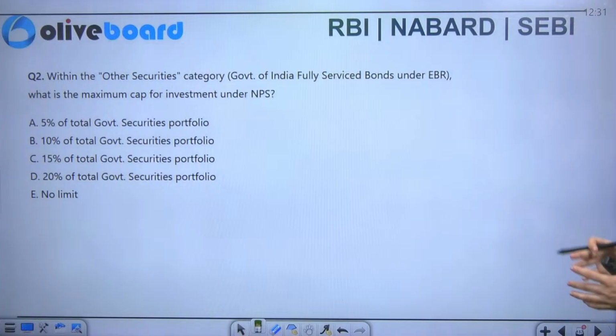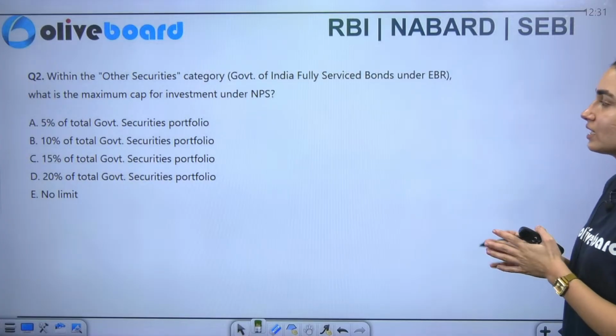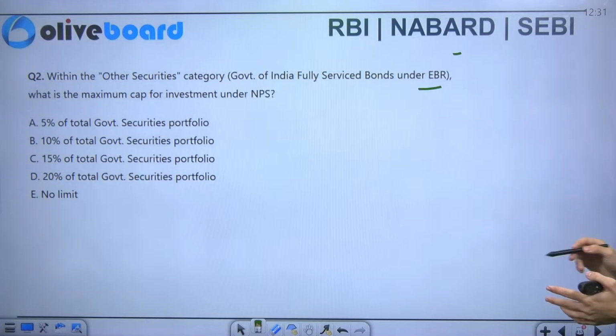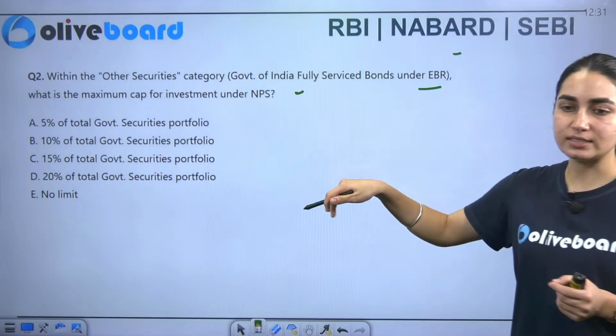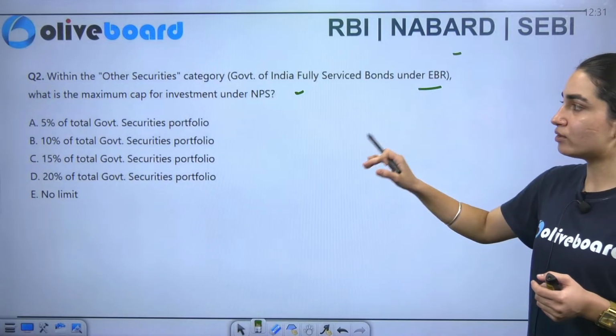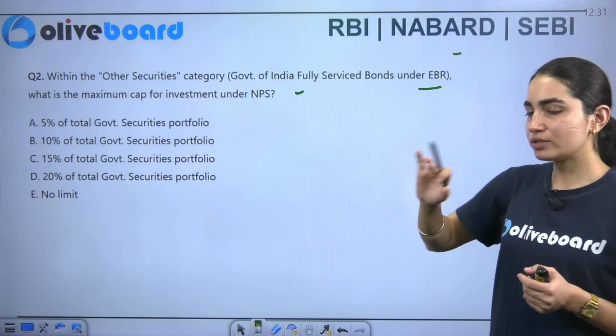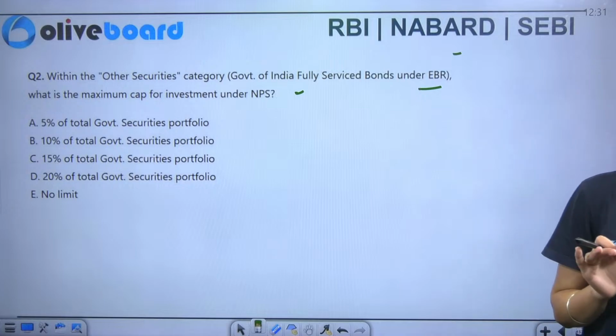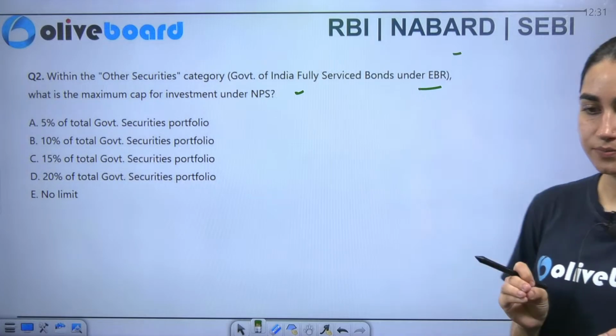Next question says, within the other securities category, that is Government of India fully serviced bonds under NPS, what is the maximum cap for investment under NPS? Is it 5% of the total government securities portfolio, 10%, 15%, 20%, or there is no limit? Which one is the correct answer?